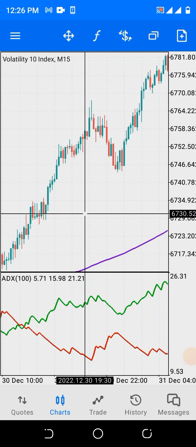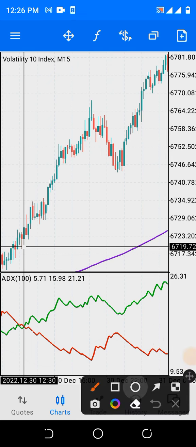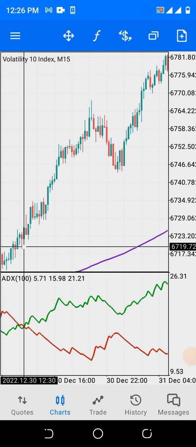Here is another crossing where the green line crosses the red line and moves above. So we take our second buy entry here. This is where we take our buy entry again, and this is excess profit, as you can see. So that is for buying.